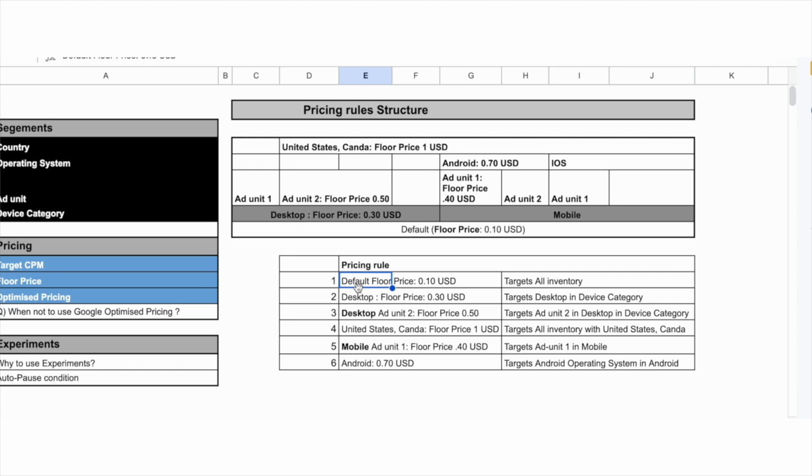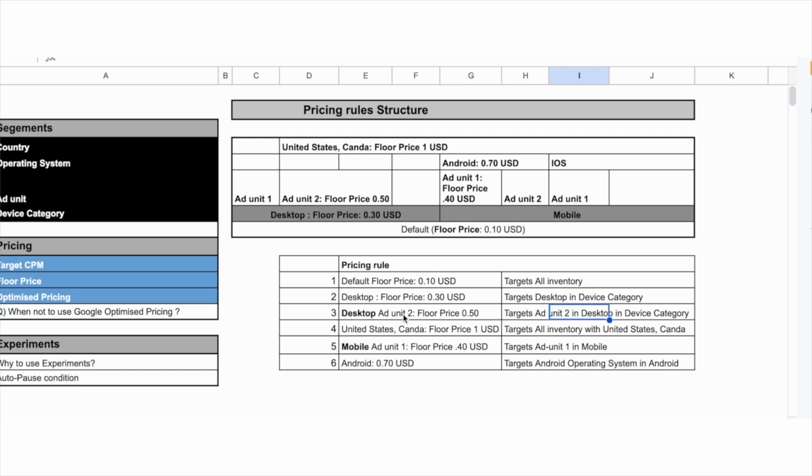Now explaining this setup, what we have done is we have just created six pricing rules, sorry, not 7, and with this we have been able to cover all these things. At first we have our default pricing rule and it's targeting all of the inventory, and then we have our desktop pricing rule that targets the device category desktop. In pricing rules you'll see an option to target device category and you can go ahead and target them. Now in the third pricing rule, it's targeting desktop and it's targeting the ad unit 2.